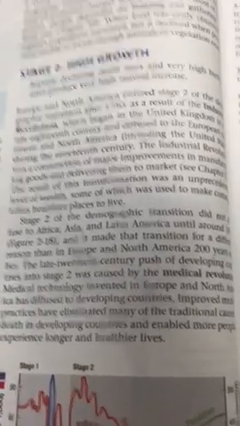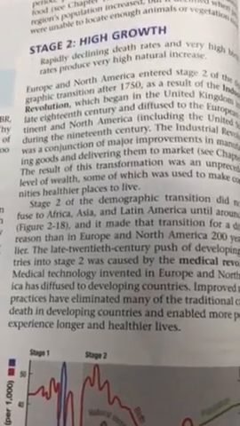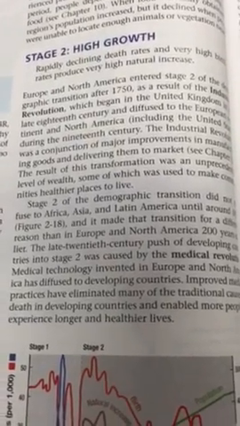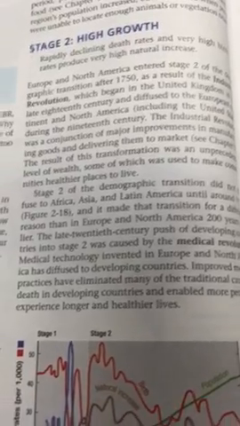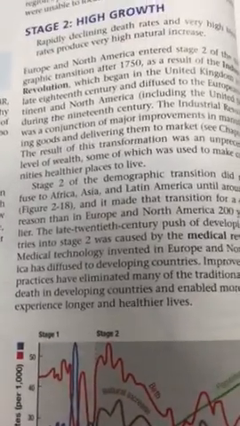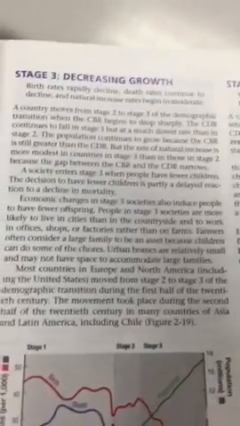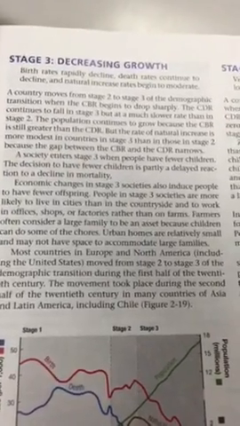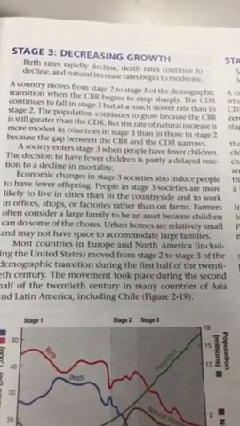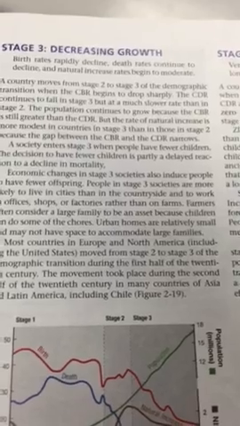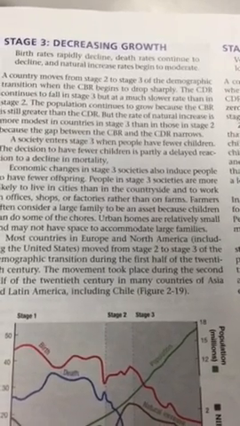Stage 2 is what's going to be a majority of sub-Saharan Africa, and the main reason for this is because there's not a lot of education, specifically for women who are having all the children. And so that's what needs to be occurring in order to get out of stage 2. Now you get into stage 3, you've got decreasing growth. Birth rates are rapidly declining, death rates continue to decline, and the natural increase rate begins to moderate. So that's what you're sort of hoping for.